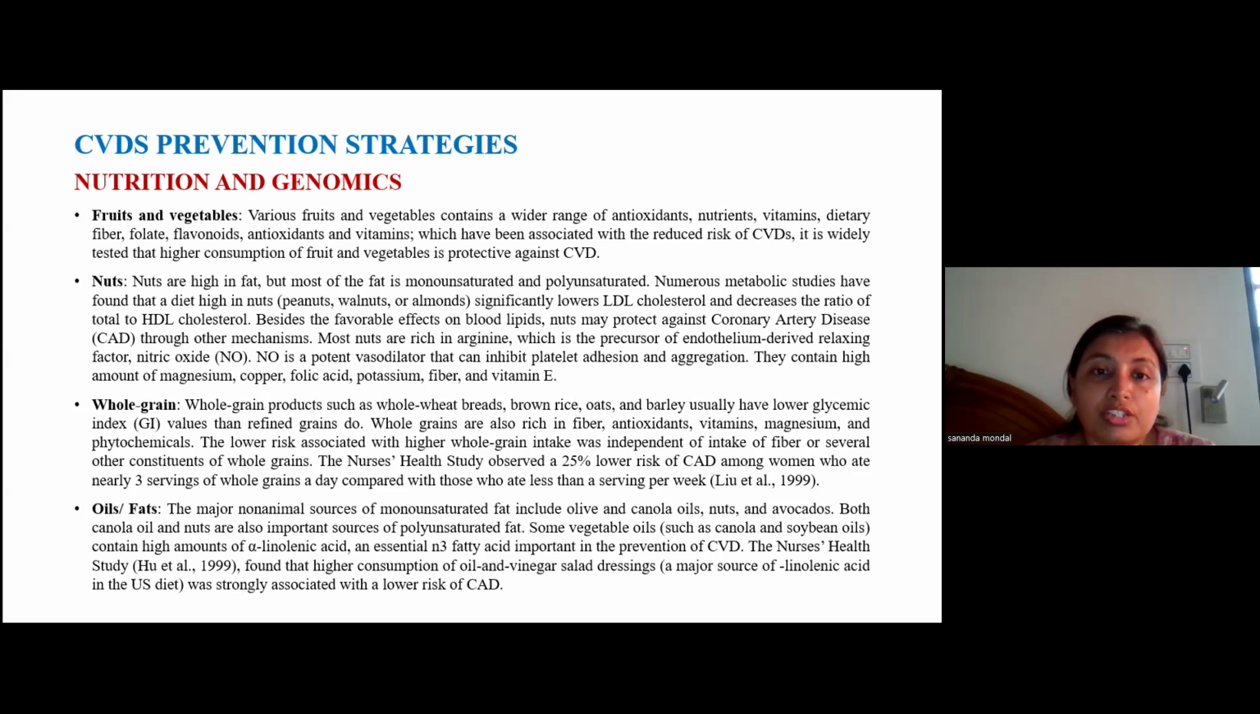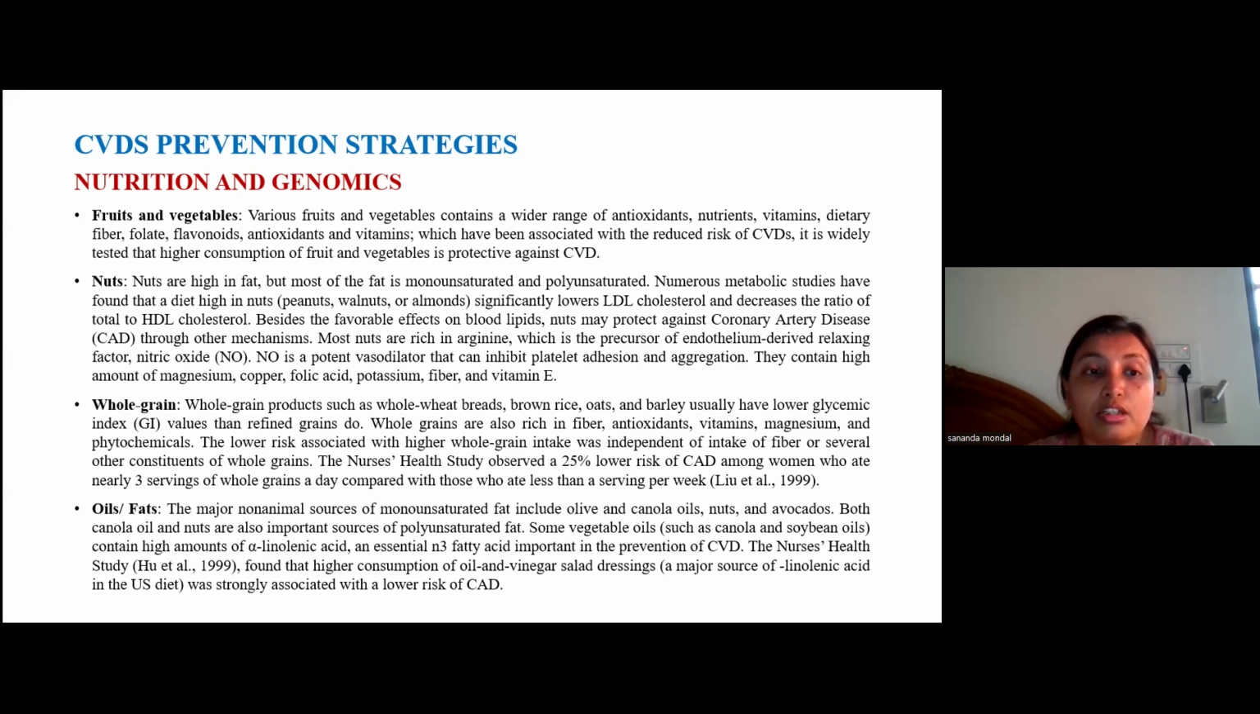Most nuts are rich in arginine, which is a precursor of endothelium-derived relaxing factors, nitric oxide. Nitric oxide is a potent vasodilator. As we all know, nitric oxide is a very good signaling agent that can inhibit the platelet adhesion as well as the aggregation. They contain high amounts of magnesium, copper, folic acid, potassium, fiber, and vitamin E.